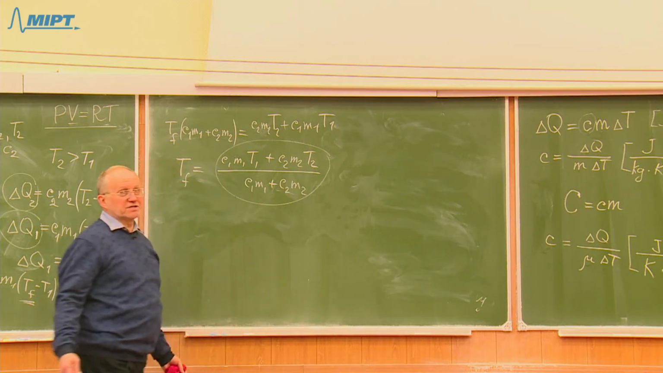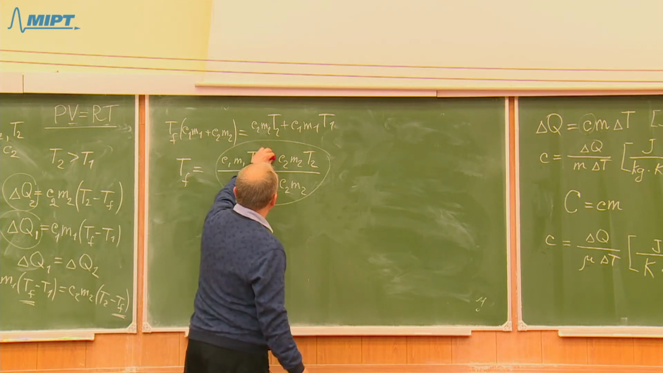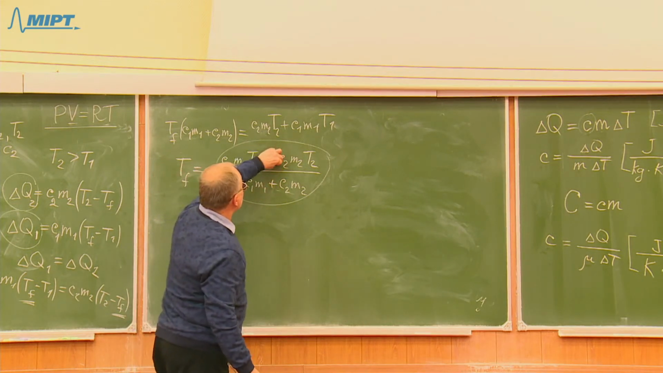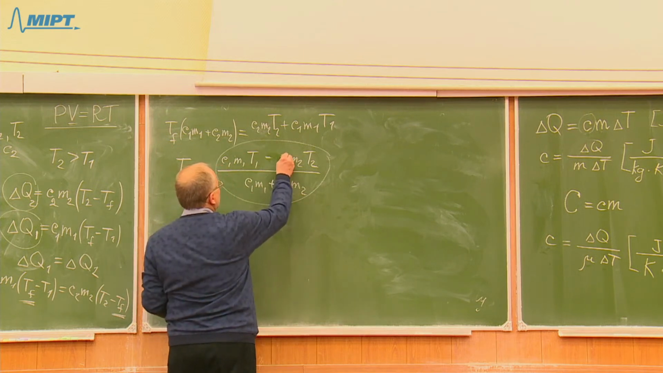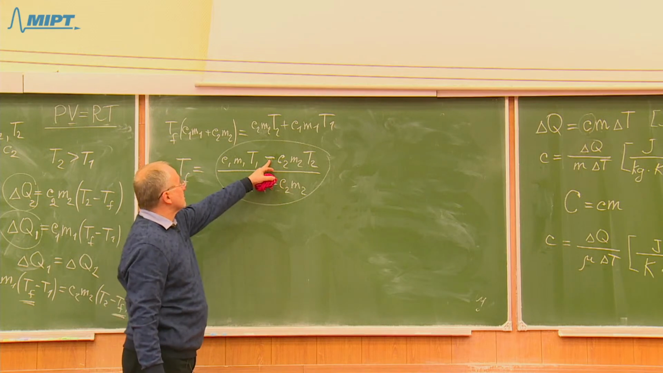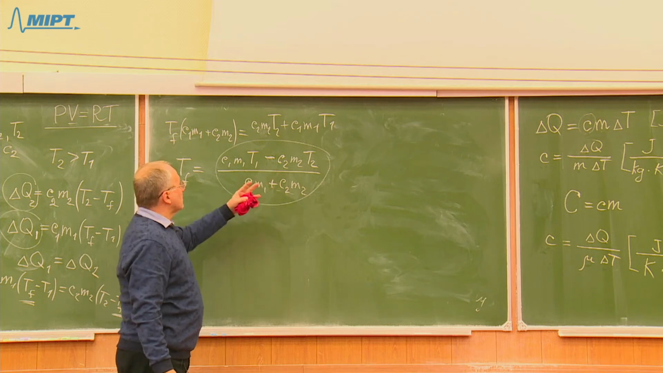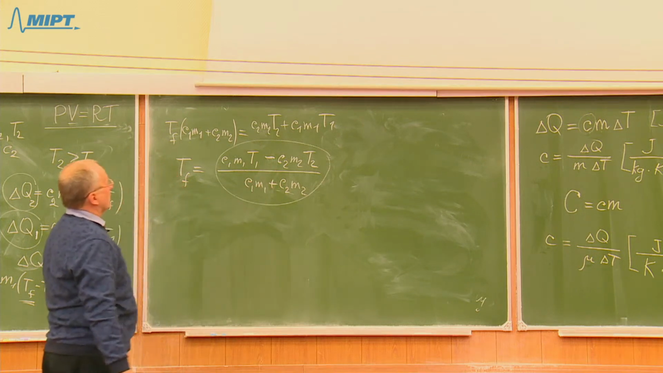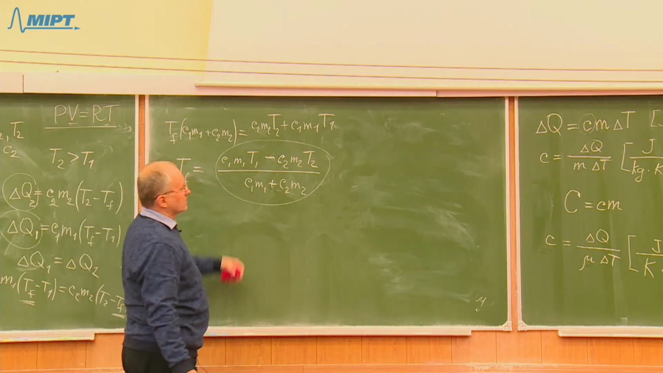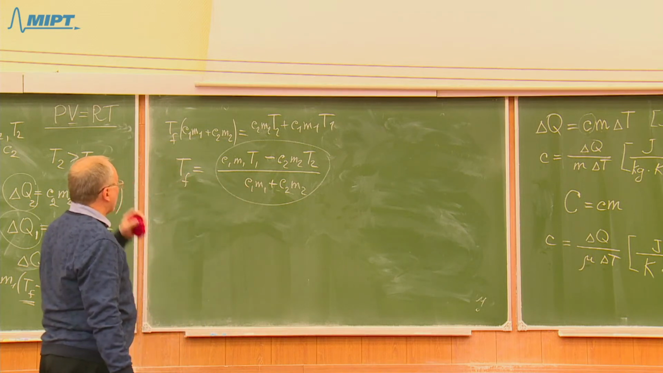Is it possible to make such a mistake? Certainly. For example, if I miss the sign somewhere and take the wrong sign here, this is incorrect. But it's quite possible to make such a mistake. How can we check the final formula for such a mistake? We have to analyze the formula for physical sense, if it's reasonable or not.